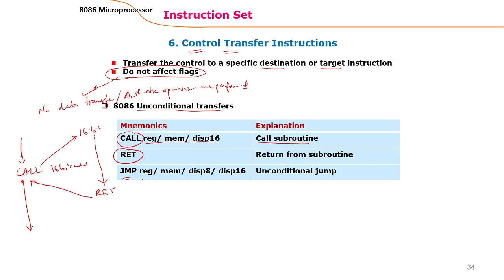Jump. Here jump is there with a direct location given, and there is no condition given, that means it is an unconditional jump. So these are unconditional transfers, where no specific condition is given.